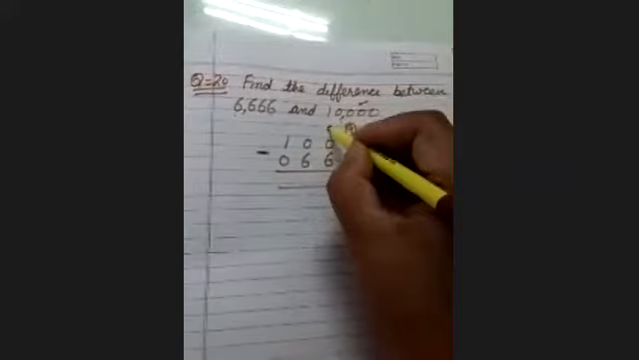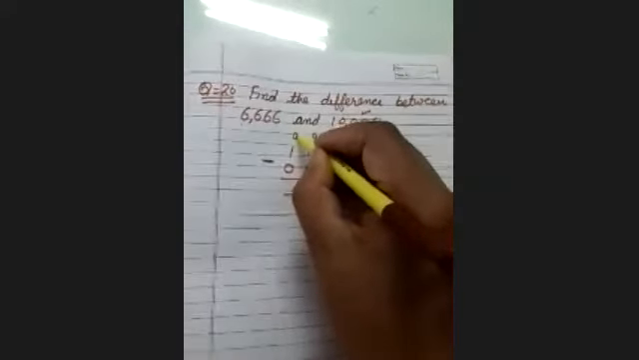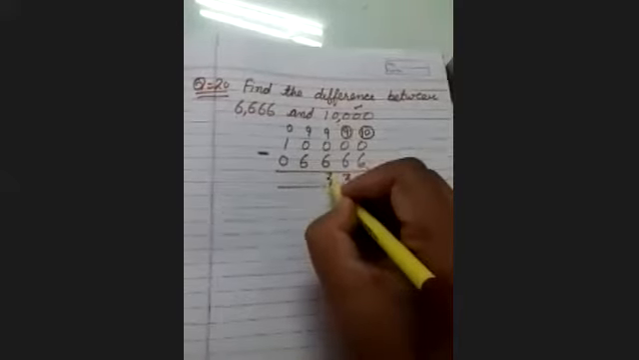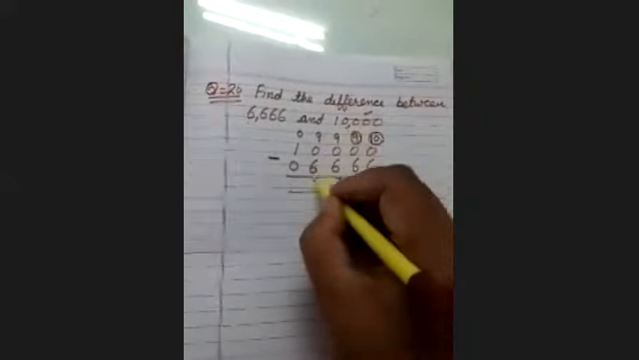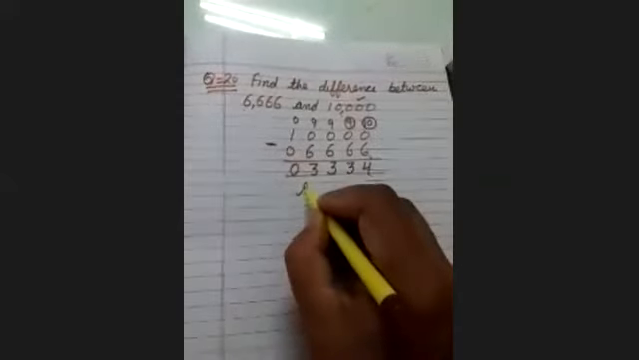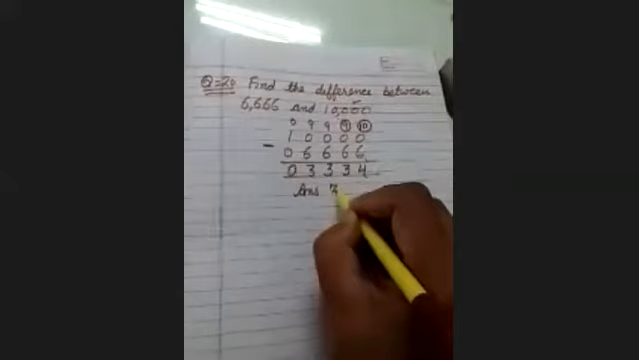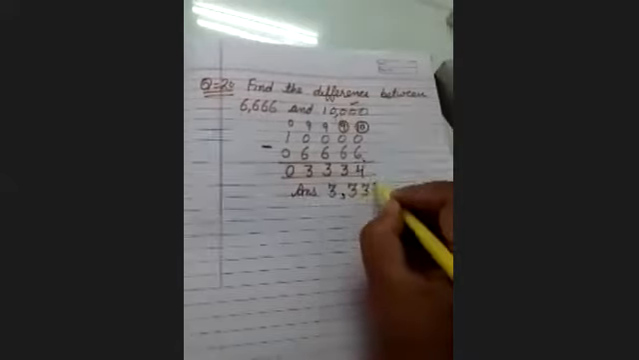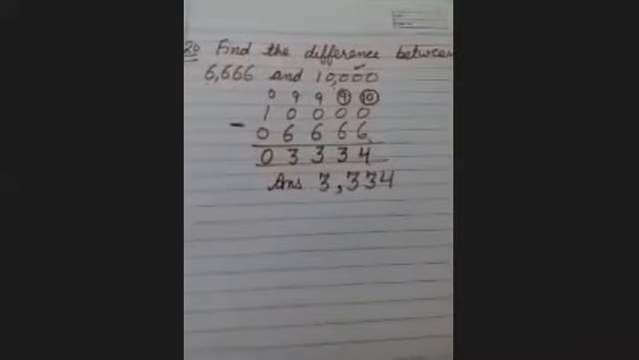Here we have 9. 9 minus 6, 3. Again, 9 minus 6, 3. Now here we have 0. So, students, our answer is 3,334.